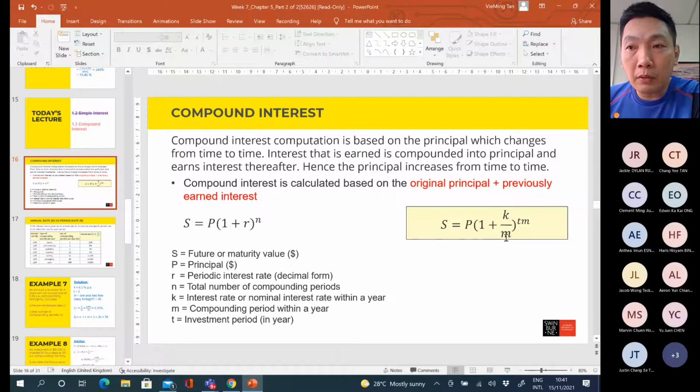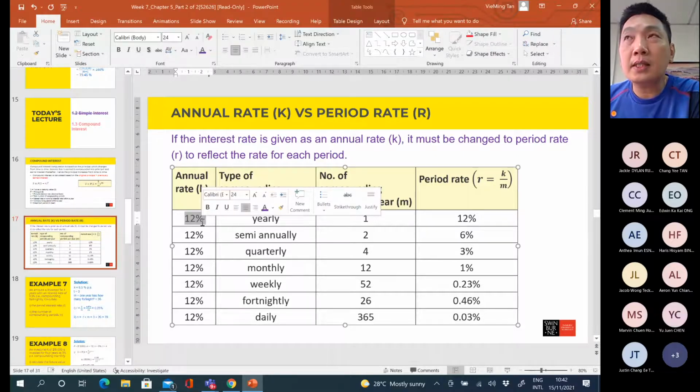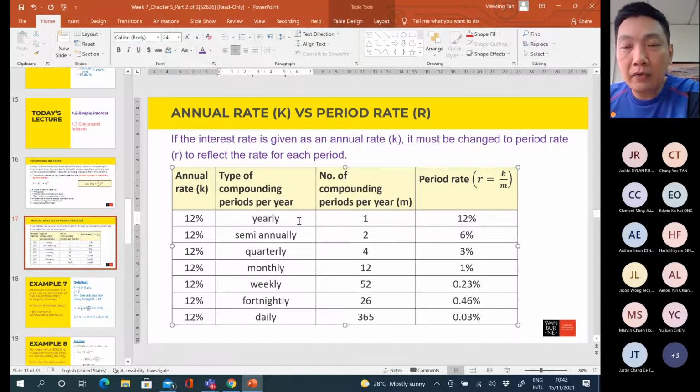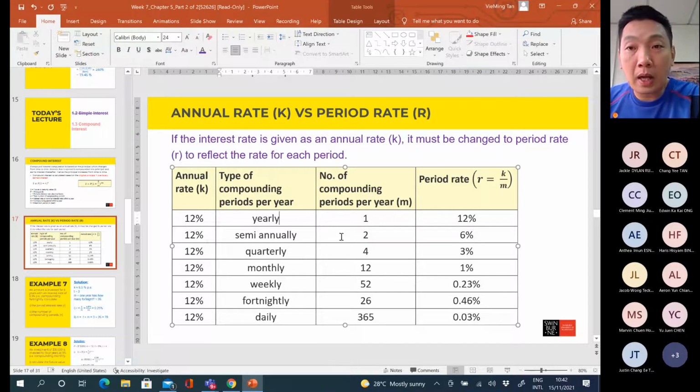Before we apply this formula, I'd like to introduce to you how to get the M value here. This depends on the question. So let's say now the annual rate is given. I use K. Annual rate, let's say it's 12%. If the interest is revised yearly, yearly means annually, then within a year the interest is only compounded one time. It's only revised one time. So M is equal to 1.